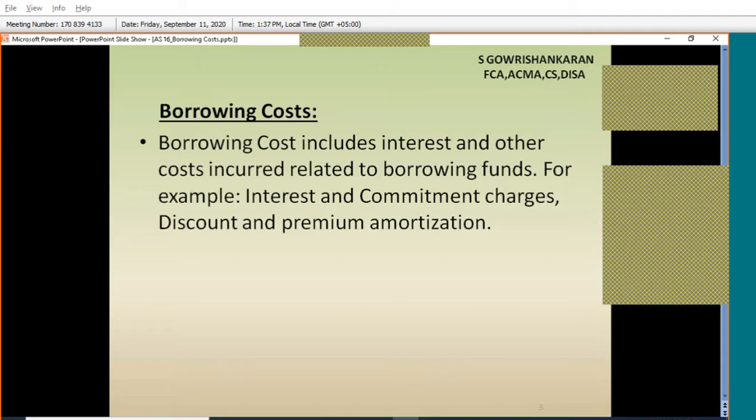Commitment charges: if I take a borrowing loan facility, I have to utilize that loan facility. If I don't utilize it, I have to pay some amount for that. Commitment means I am committing with the banker that if I borrow, I will definitely utilize it and repay the interest. If somebody has given sanction and I am not utilizing the loan, then I am not committing myself for the loan granted.